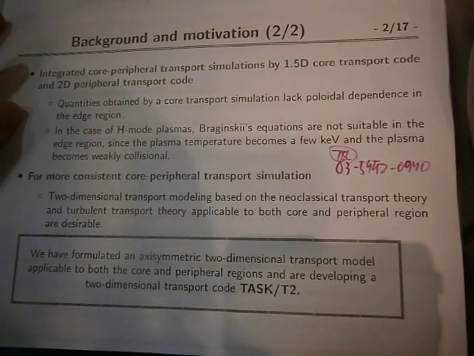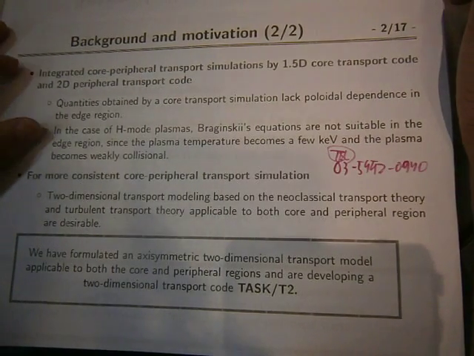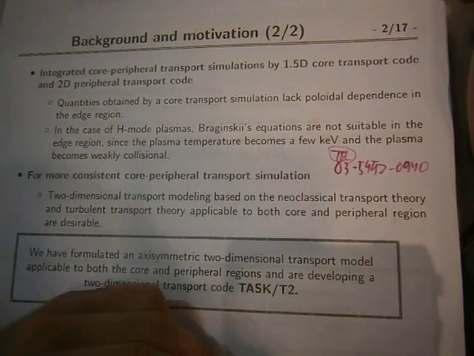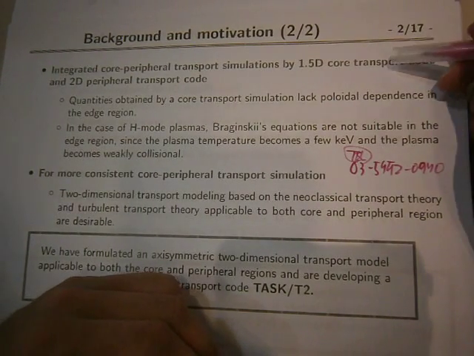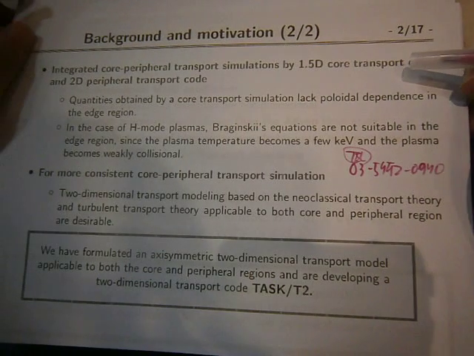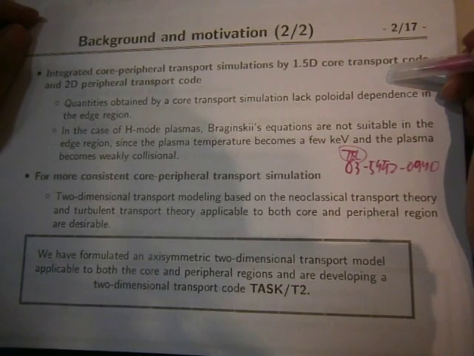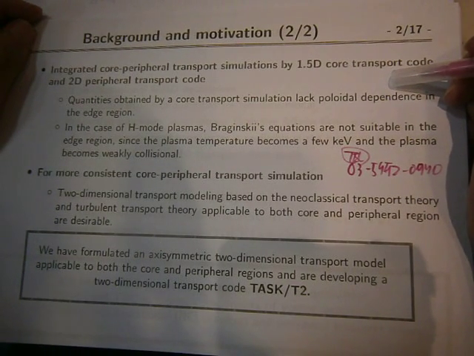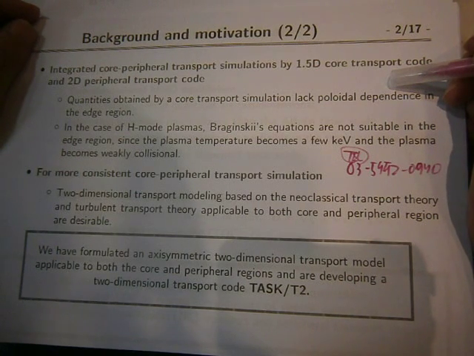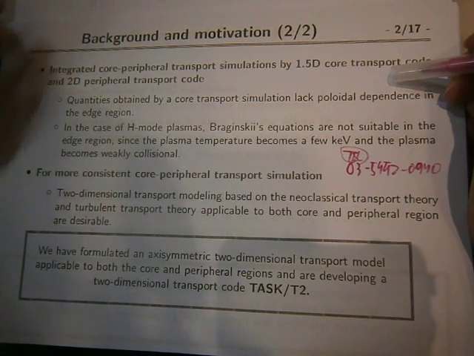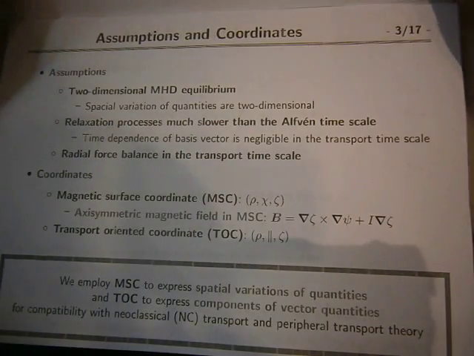In case of H-mode plasma, the equations are not separated in the edge region, since the plasma temperature within the plasma begins really cool. The formulation consists of physical transport simulation: a two-dimensional transport model based on the neoclassical transport theory and turbulent transport theory, applicable to both cases of the radial region. With the formulation, the two-dimensional transport of the physical region is the transport task.